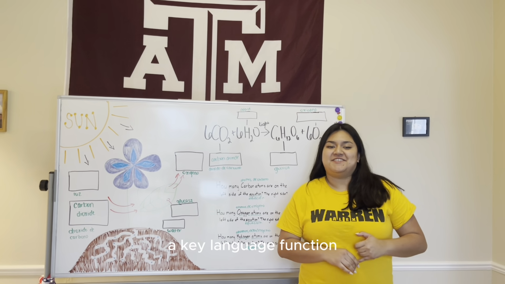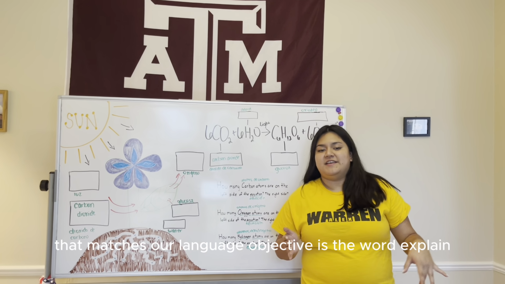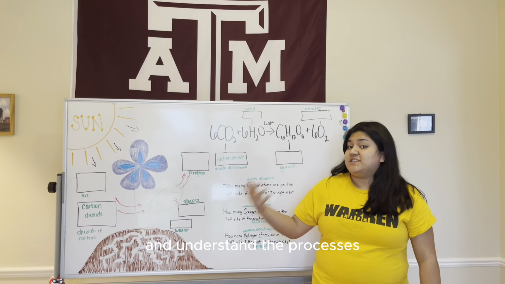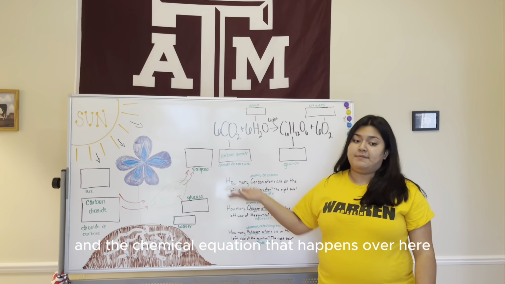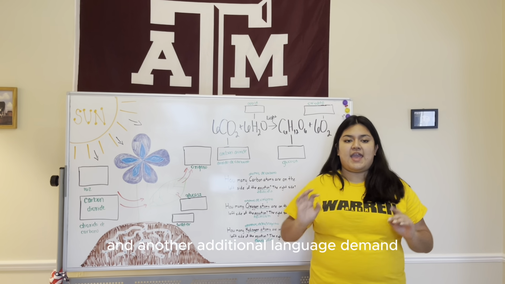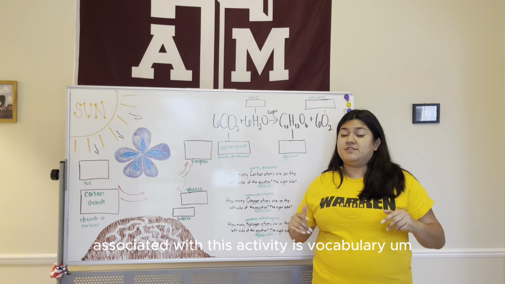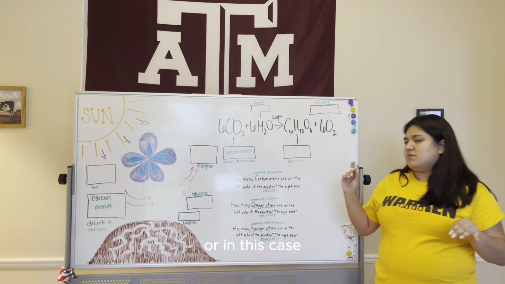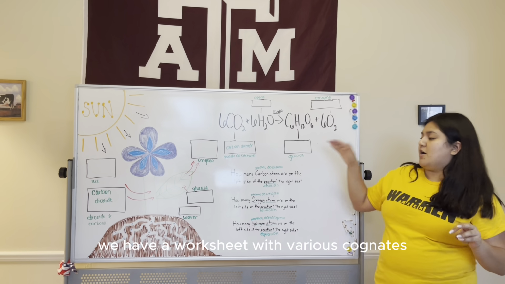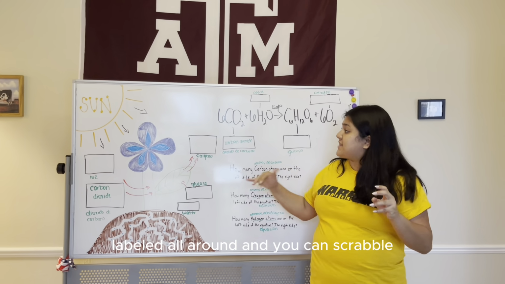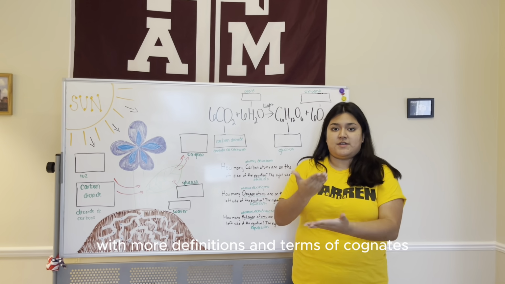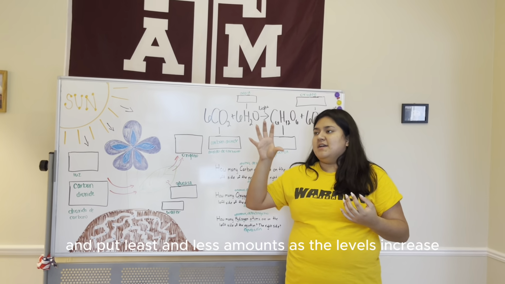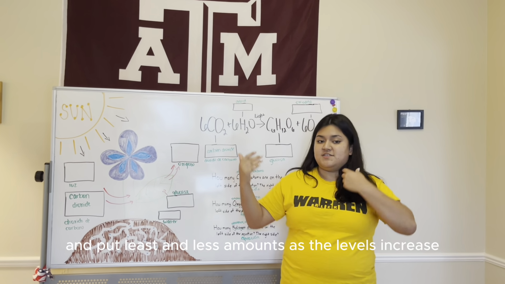A key language function that matches our language objective is the word explain, because kids are going to have to be able to explain and understand the processes and the chemical equation that happens over here with photosynthesis. And another additional language demand associated with this activity is vocabulary. Students can receive a vocabulary list, or in this case we have a worksheet with various cognates labeled all around, and you can scaffold this to where you provide beginners with more definitions and terms and cognates, and put less and less amounts as the levels increase to advance.